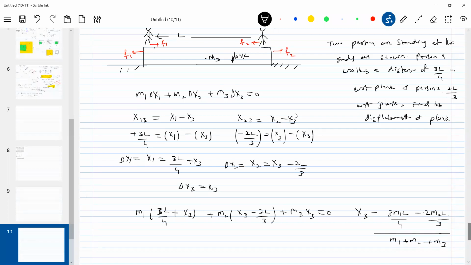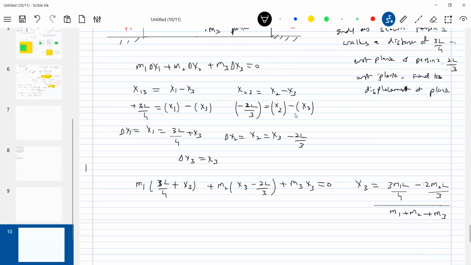8 by 9. If M1 by M2 equals 8 by 9, the displacement of the plank will be 0. If M1 by M2 is greater than 8 by 9, the plank will shift towards left. So like this, we can discuss the conditions. If M1 by M2 is equal to 8 by 9, the plank does not shift, though the persons moved.